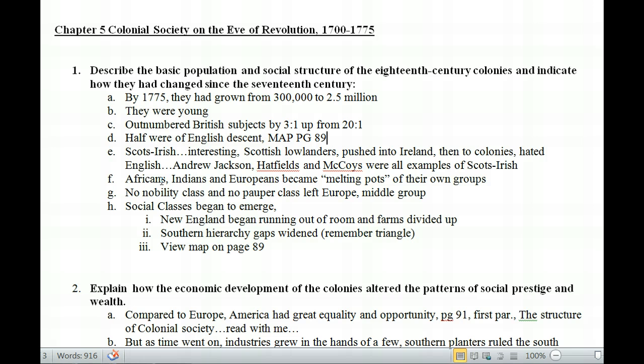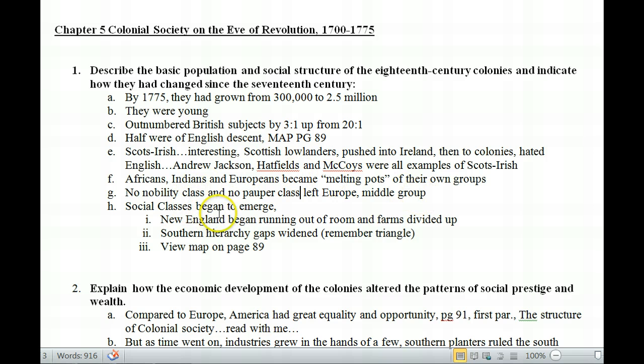Africans, forced migration, Native Americans, Europeans, the melting pot. There is no nobility class in America in the colonies. The kings and queens and dukes and duchesses and the classes that were born into that luck. And there was no real pauper, meaning just really poor begging kind of class that had no hope. They had all left Europe, that's what I meant. So Americans were more like a middle group, which was really good for them as a country.